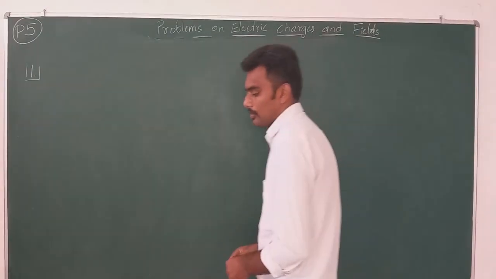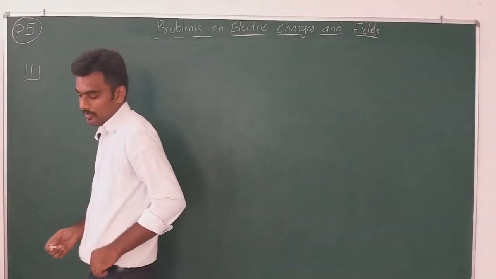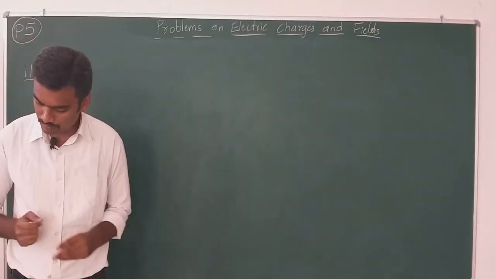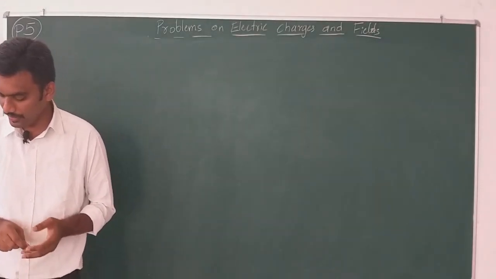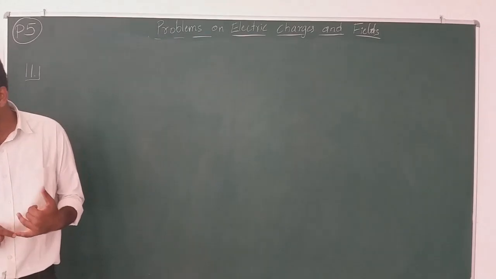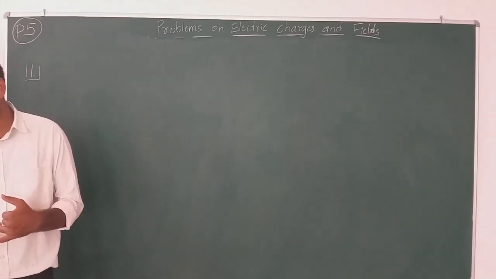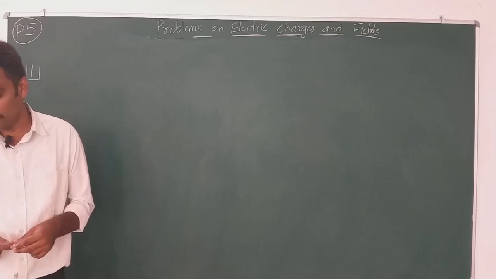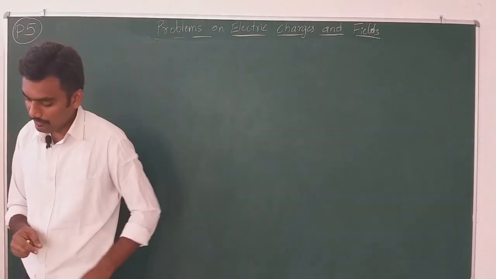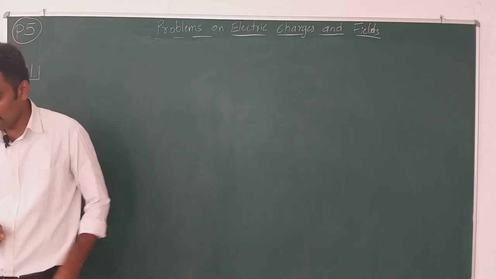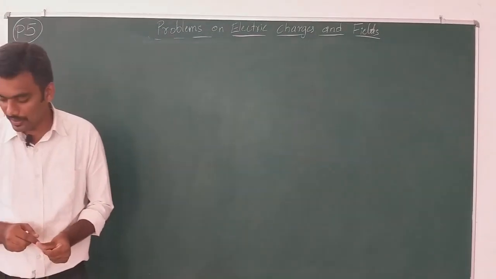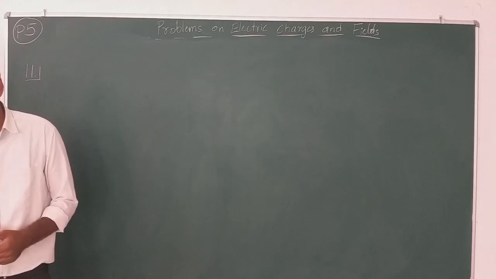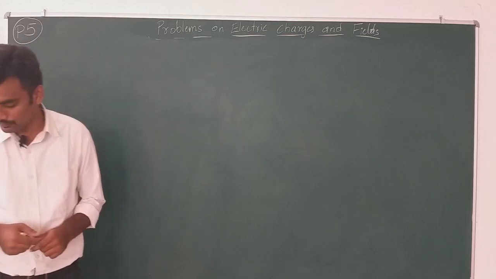Next, question number 11, page number 40. 4 charges plus q, plus 2q, plus 3q and plus 4q are placed at the corners of a square ABCD of side 0.1 meter respectively. The intensity of electric field at the center of the square is 5 into 10 to the power of 3 Newton per Coulomb. Find the value of Q.